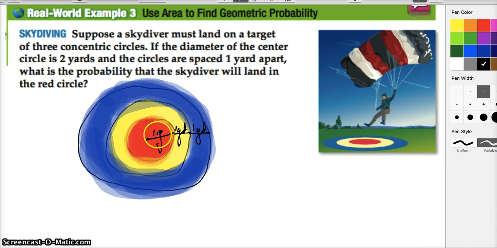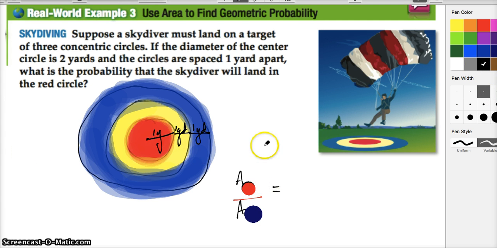So the diameter of the larger one would be 6 yards. This medium yellow circle would be 4 yards, whereas the diameter of the red circle is 2. So what we have to find is the area of the red circle over the area of the entire circle, the entire bullseye, which will be the area of the blue circle by itself. Make sense? All right, so let's go ahead and start calculating.